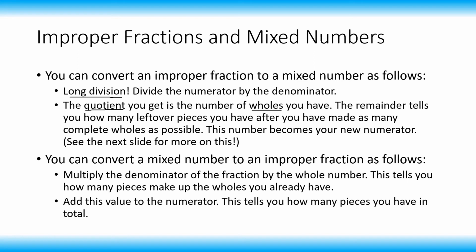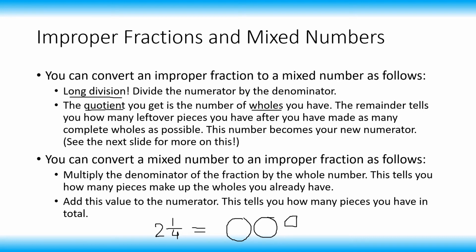And for converting a mixed number to an improper fraction, we use this process where we multiply the denominator by the whole number. So if we take the denominator and we multiply it by the whole number, that tells you the number of pieces that make up those complete wholes. So I'll throw a quick example down here. If we had like 2 1/4 and we wanted to write this as an improper fraction, then we know that this can be drawn out as, well, we've got our 2, and then we've got 1/4, like so, right? We've got 2 1/4 like that.